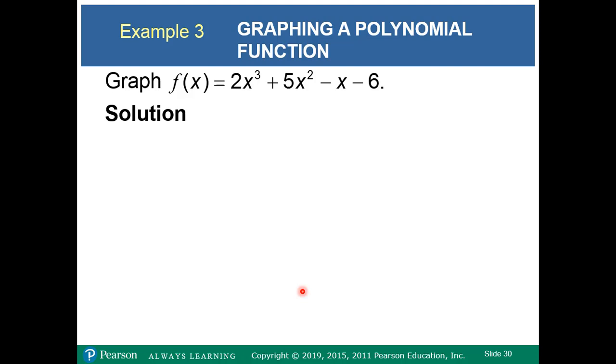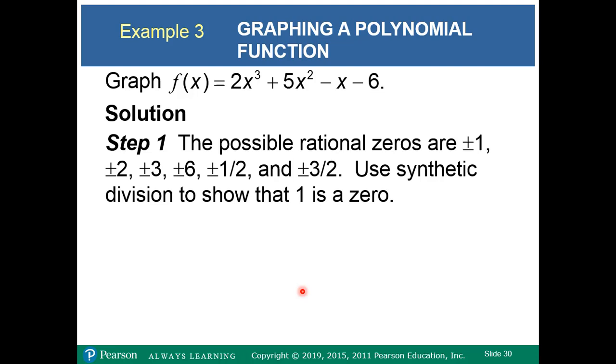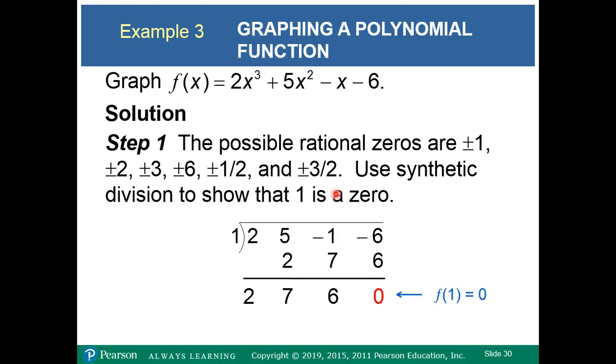Okay, so let's use this one as an example. Here we go. First thing we're going to do is find the x-intercepts. We use the possible rational zeros theorem. So we're going to use these as our possible starting points, and we're going to use synthetic division to find whether they're zeros or not. So we start with 1.